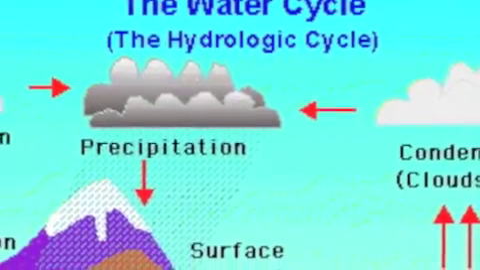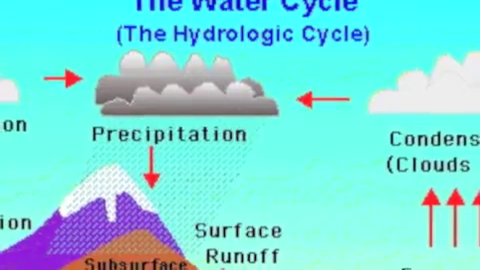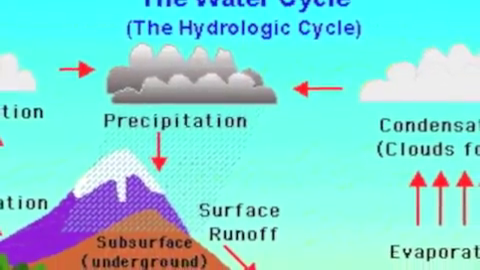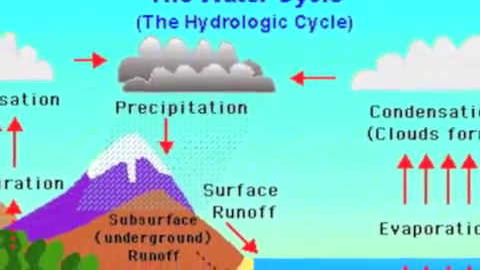The process of movement in the water cycle happens with the help of evaporation, condensation, transportation, and precipitation.